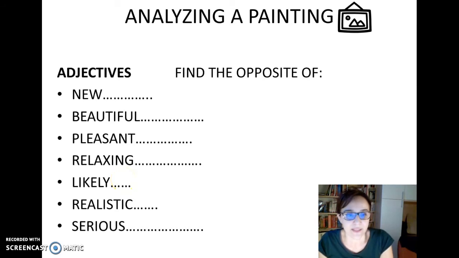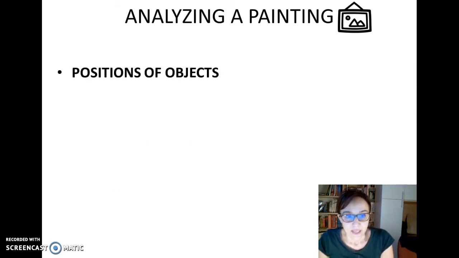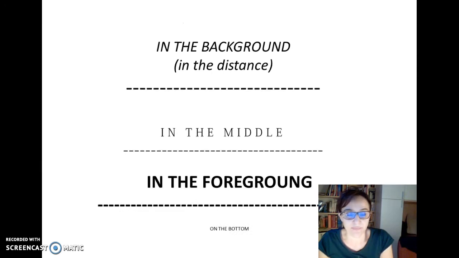Okay, let's move on. Now we're going to talk about position, the positions of the objects in the painting. An object can be in the background, that is in the distance, or here in the middle, or in the foreground here, or finally on the bottom of the painting.